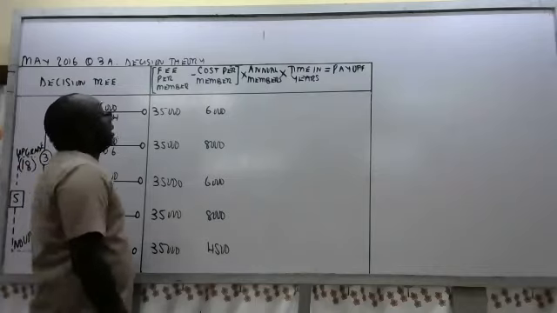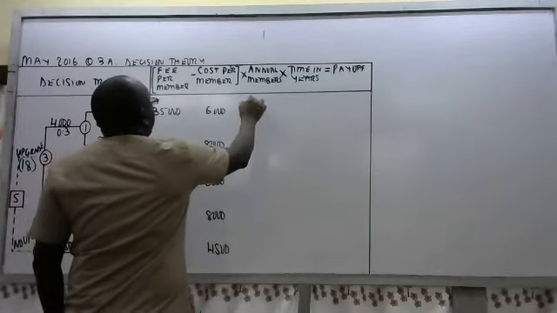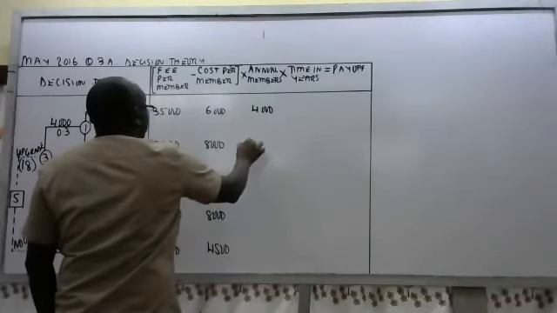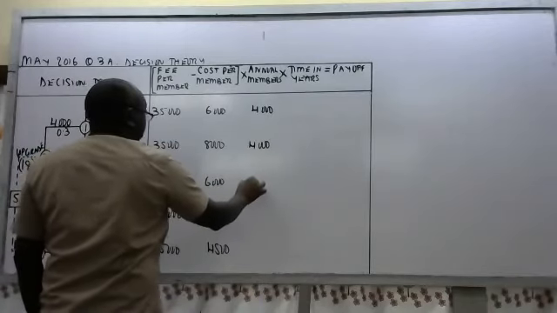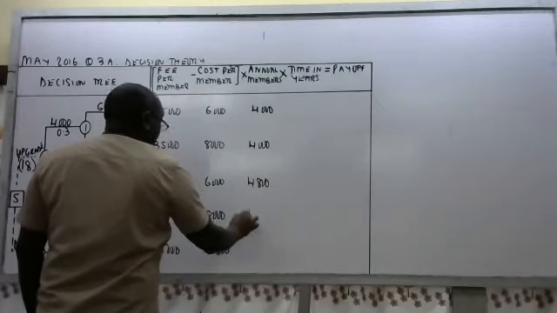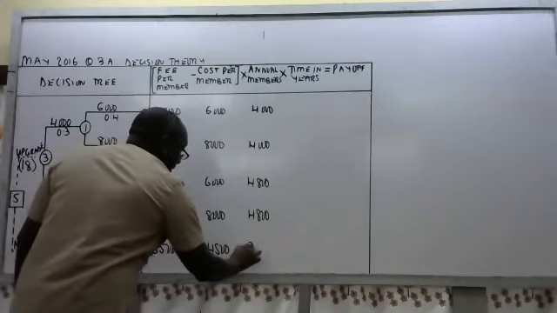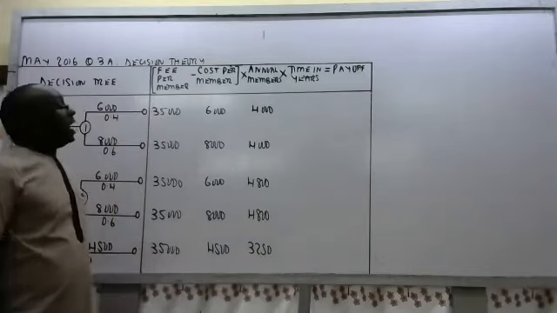$4,500. Then the annual members: this one will be 4,000. This is also 4,000 members. This one is 4,800. And this one will be that 250.